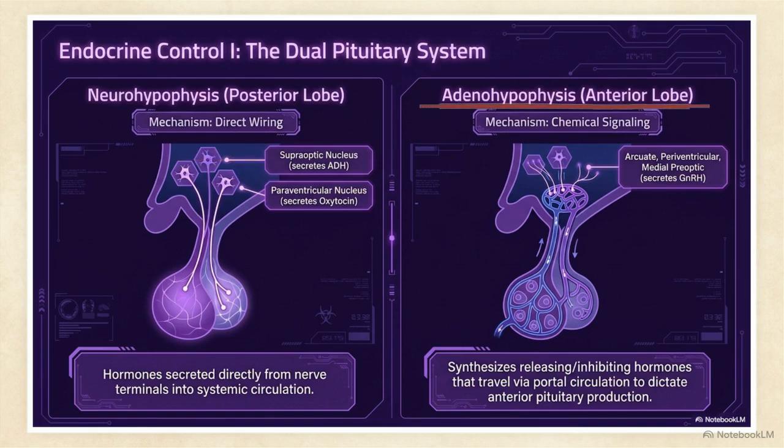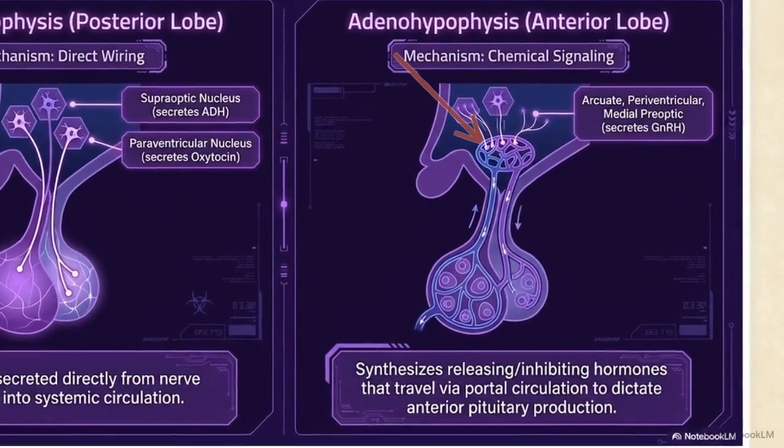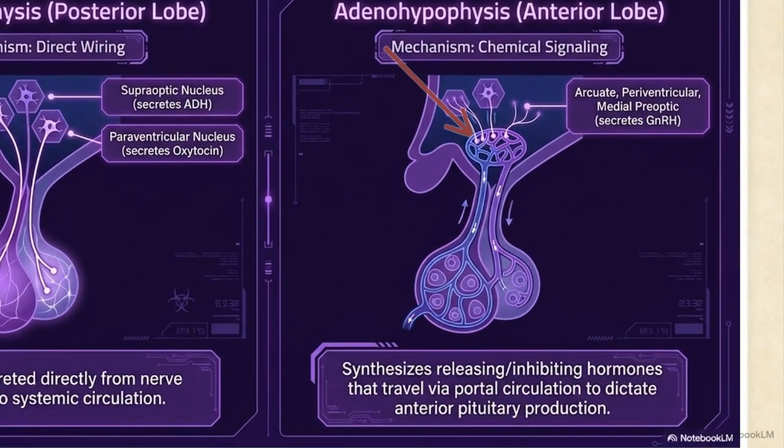The Adenohypophysis, or anterior lobe, shown on the right, uses an entirely different mechanism. Anterior nuclei synthesize releasing hormones. These localized chemicals travel down a dedicated capillary network, the portal system, to dictate hormone production within the anterior pituitary.